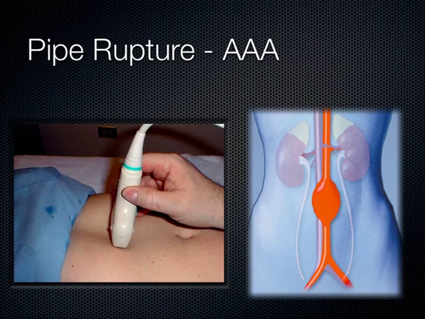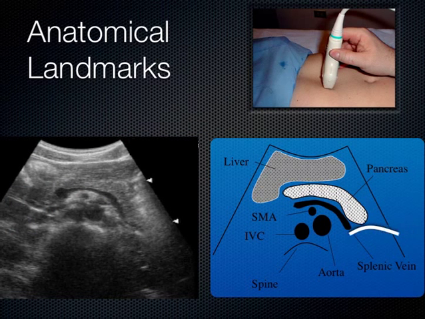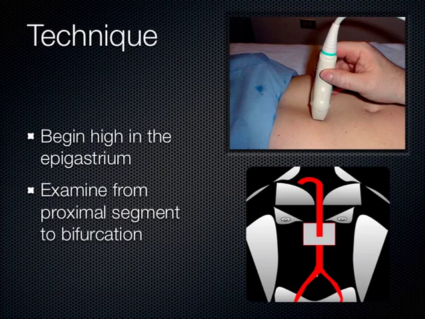And the transverse view picks up both saccular and fusiform aneurysms. And what you're looking for, the aorta, is just left of the spine shadow. So we can see it right here. This is the spine shadow. Here's the aorta just to the left of the spine shadow. That's our IVC. The other vasculature is interesting to talk about, but for the purpose of this talk, we're really just looking for that aorta there, left of the spine shadow.